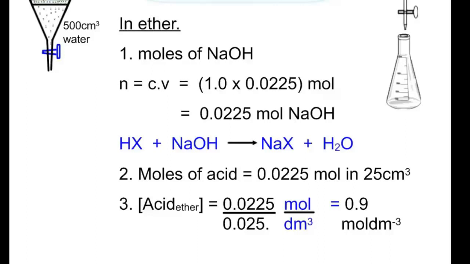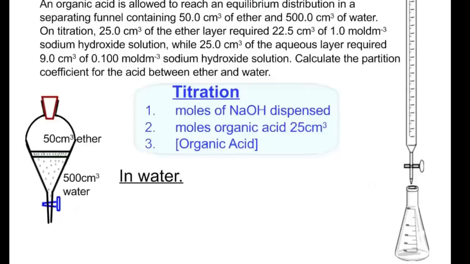The number of moles of acid is 0.0225, and the volume used in the titration, that's the volume of ether containing the acid, is 0.025 dm³. And the concentration of the acid in the ether, as you see, turns out to be 0.9 mole per cubic decimeter. And so we go on now and do exactly the same thing for the aqueous layer.